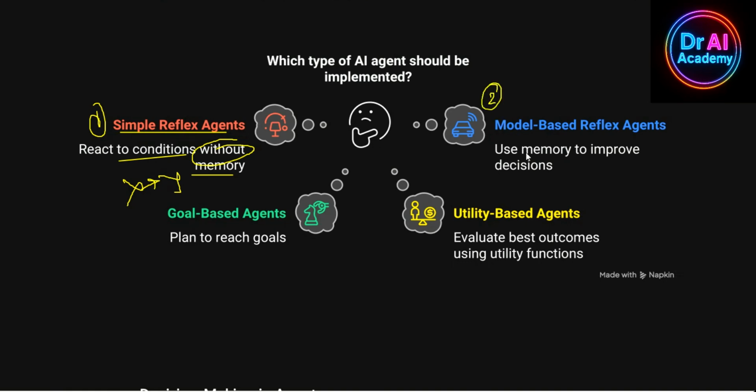2. Model-based reflex agents. These agents keep track of the world. They build a basic model of their environment using memory. Imagine a smart vacuum cleaner.